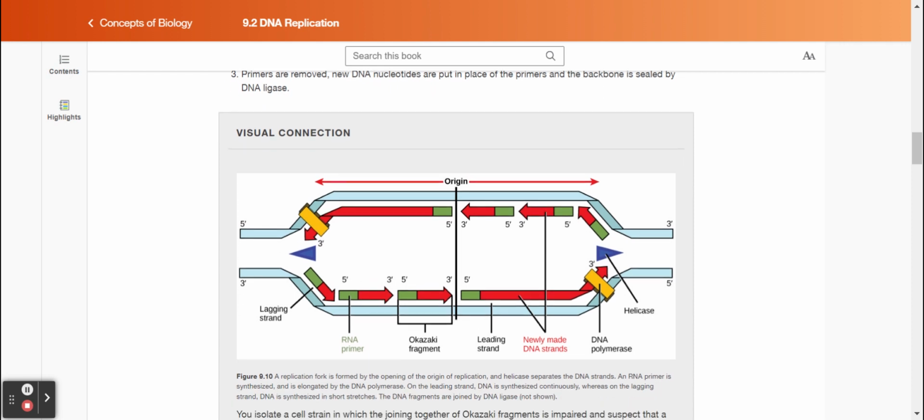Figure 9.10. A replication fork is formed by the opening of the origin of replication, and helicase separates the DNA strands. An RNA primer is synthesized and is elongated by the DNA polymerase. On the leading strand, DNA is synthesized continuously, whereas on the lagging strand, DNA is synthesized in short stretches. The DNA fragments are joined by DNA ligase, which is not shown.